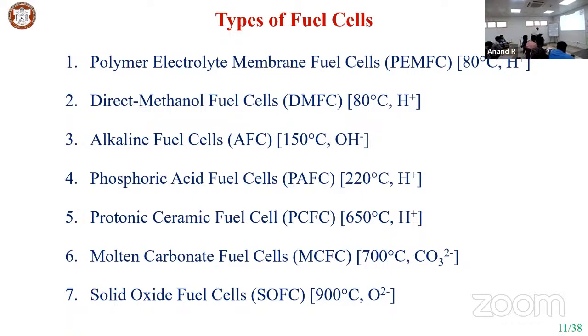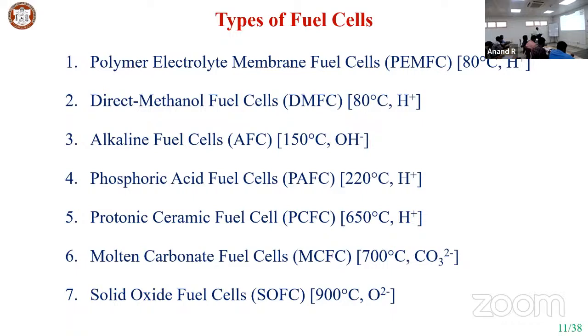We need to really work on it. Alkaline fuel cell, 150 degrees, the operating temperature. The phosphoric acid fuel cells are 220 degrees. Protonic ceramic fuel cells, operating temperature 650 degrees. And molten carbonate fuel cells, 700 degrees. Solid oxide fuel cell, 900.